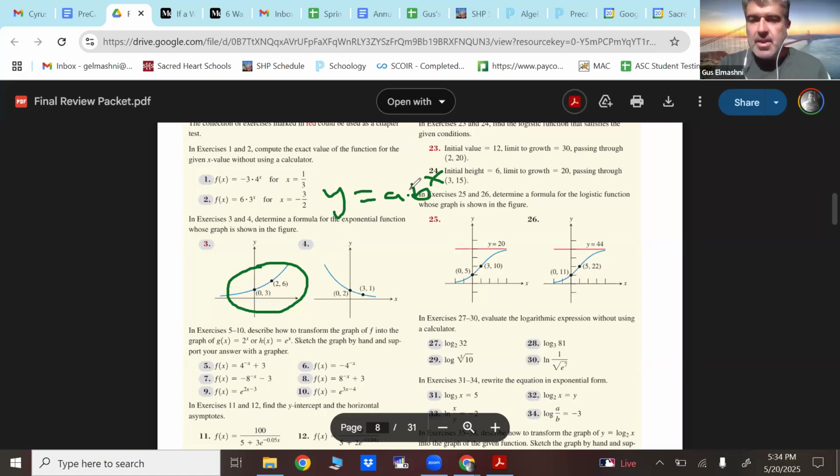Gotcha. Okay, so now, how do you do this? You can plug in 0 for x and 3 for y and solve for a. Because you get 3 equals a times b to the 0 power. B to the 0 power is 1, so a is 3, right?